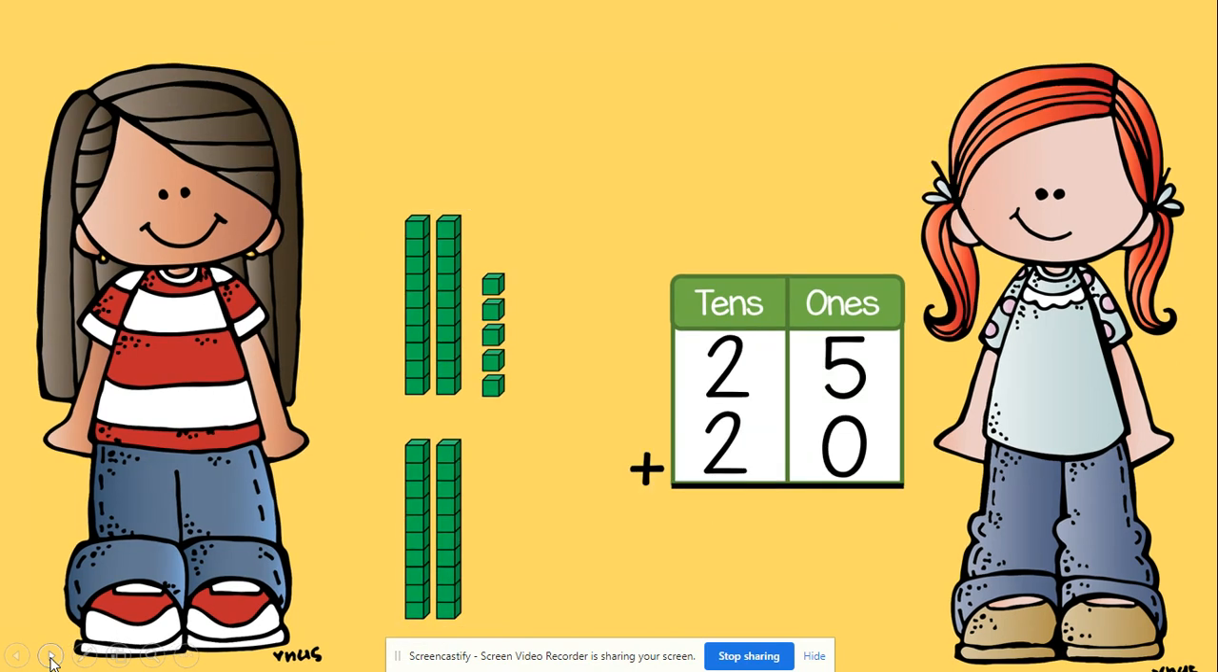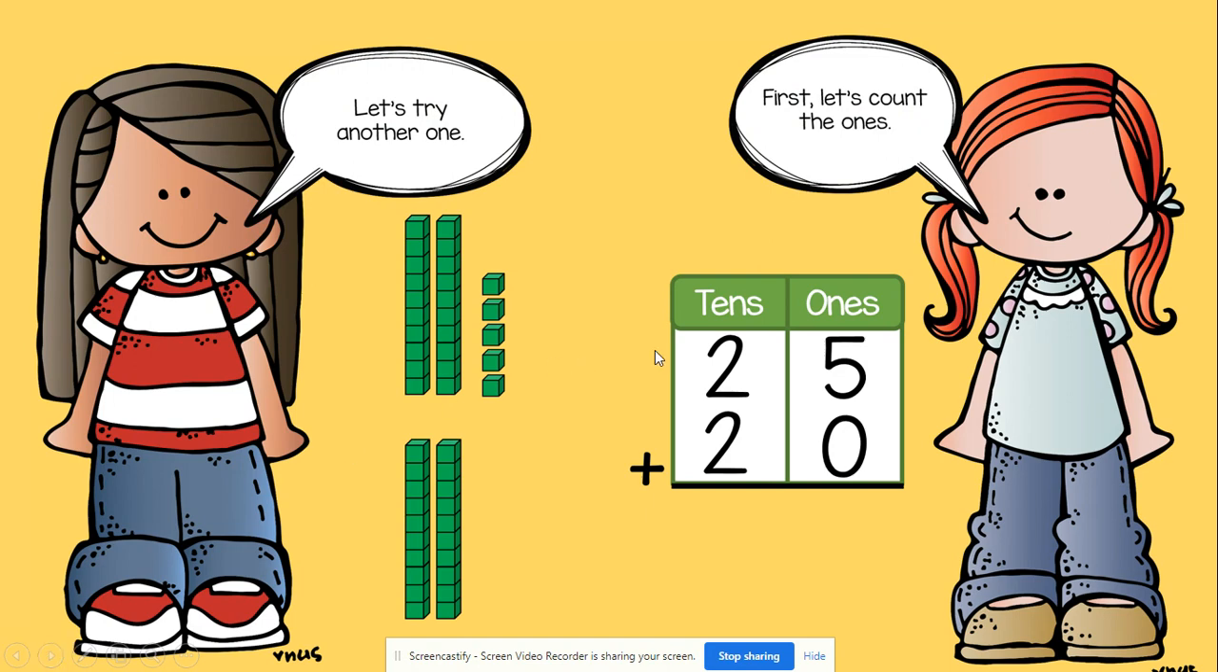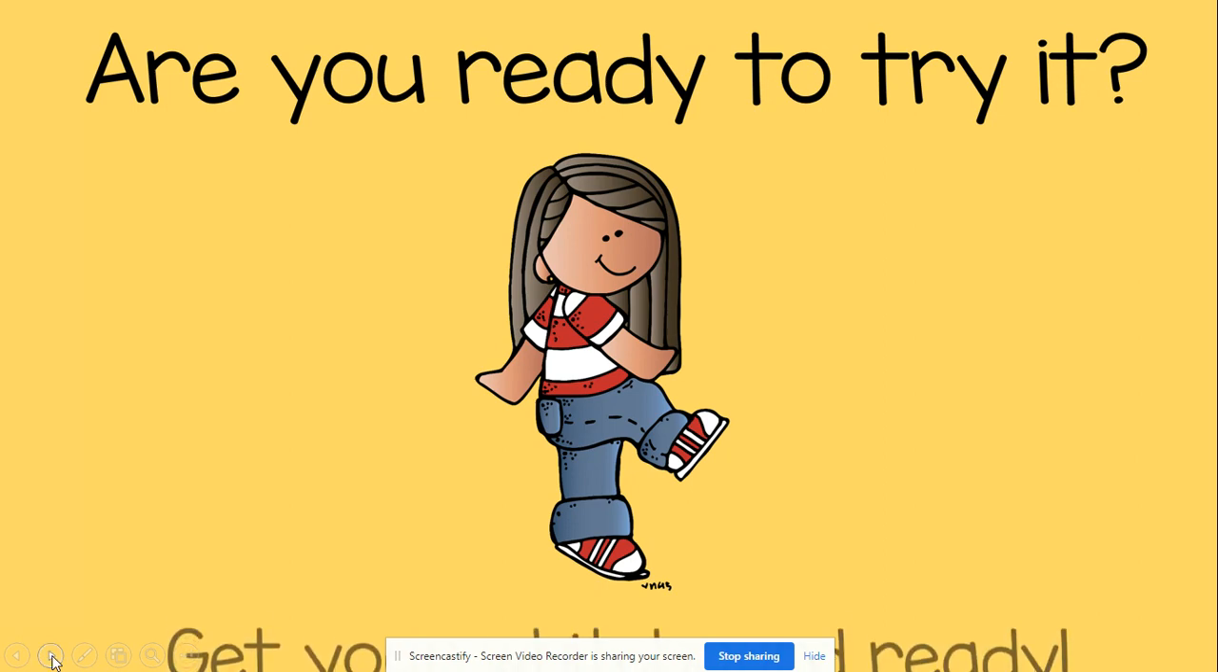Okay, let's try another one. And these are not ones that you're writing on your board yet. You're just watching me right now. First, let's count the ones. How many ones are there? 1, 2, 3, 4, 5. 5 plus 0 is 5. Okay, next let's count the tens. Count all the tens together. 1, 2, 3, 4. 2 plus 2 is 4. There are 4 tens.